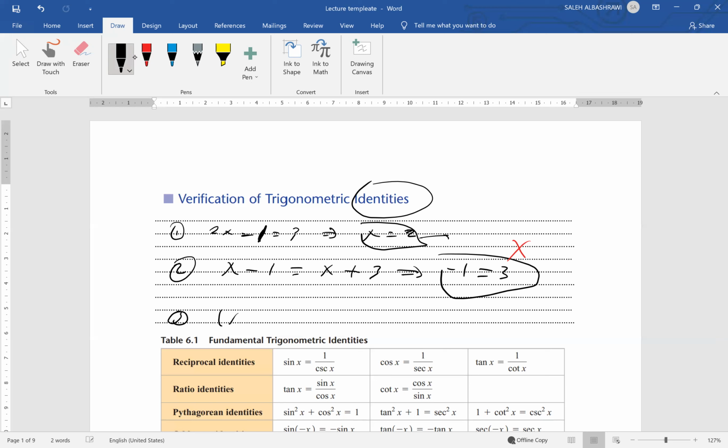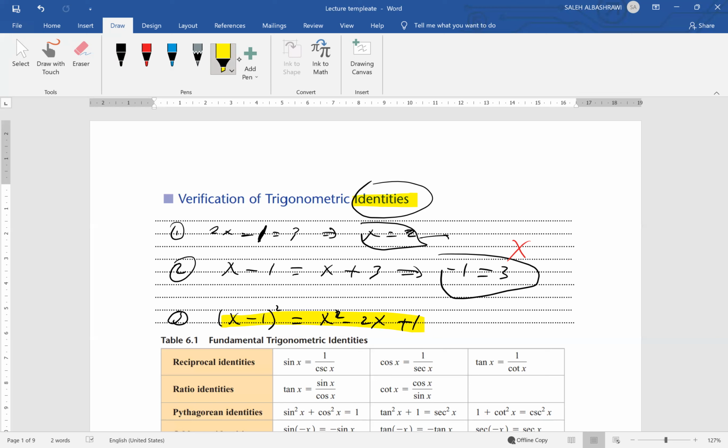if I have, for example, x minus 1 squared is equal to x squared minus 2x plus 1. Actually, this is true for any value of x. This is true for any value of x, or it is always true. This type of equation is called identity. So the identity, it is an equation which is true for any value of the variable x. Whatever is the value, the left-hand side will be equal to the right-hand side.